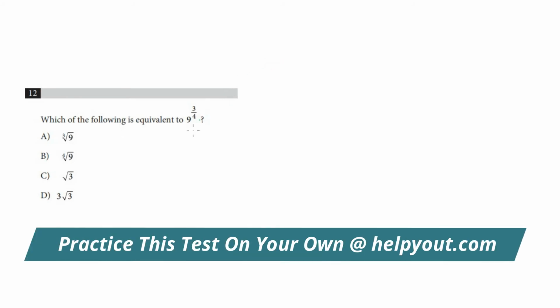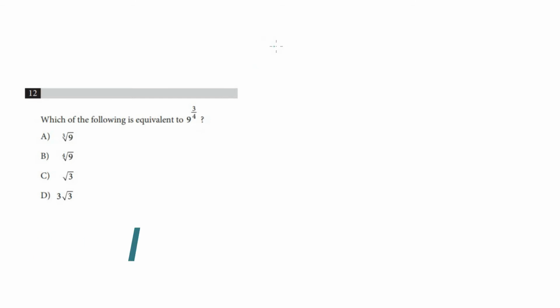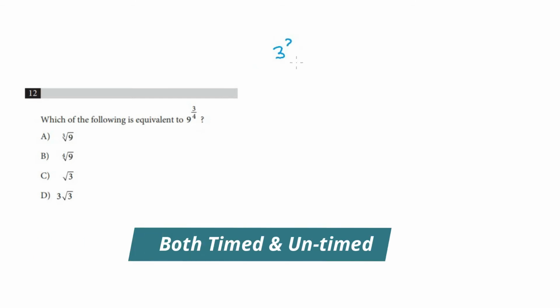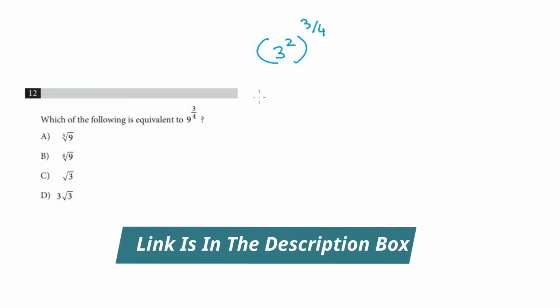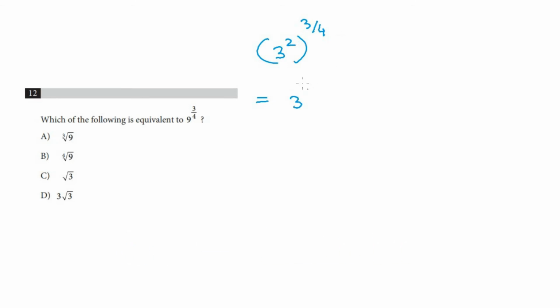For this problem, we have to find an equivalent term of 9 to the power 3 by 4. So let's start by plugging 9 equals 3 squared. So it became 3 squared to the power 3 by 4. We know that exponent of exponent multiplies. So it will become 3 to the power 2 times 3 by 4, or 3 to the power 3 by 2, because 2 times 3 by 4 equals 3 by 2.